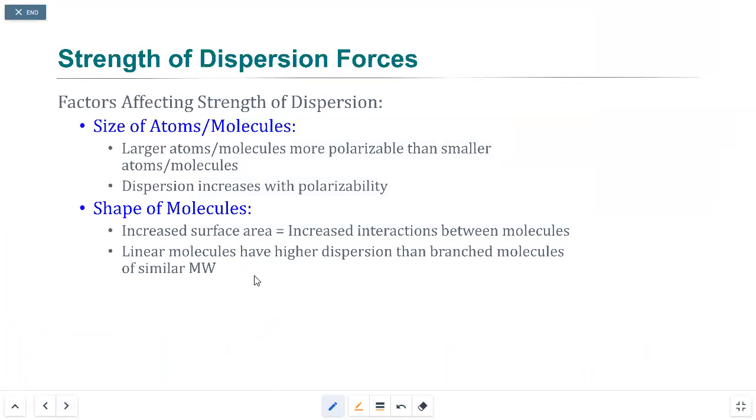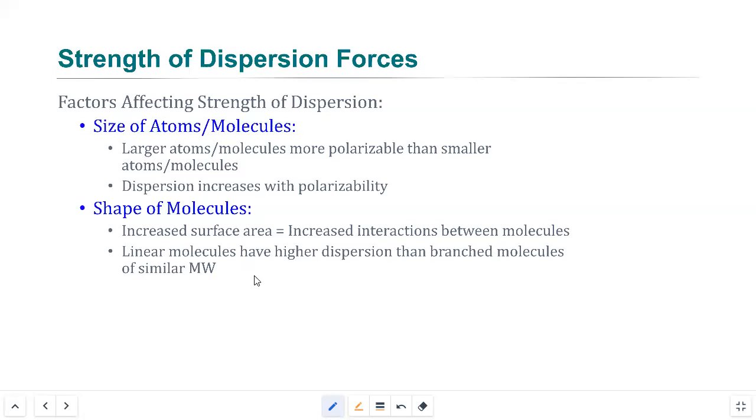So let's take a look at these dispersion forces and just kind of compare. So in terms of factors impacting the strength, again, size makes a big difference. The bigger they are, the more polarizable they are, the better their dispersion forces are going to be. The other big factor here is shape. And so what it is in terms of shape is we're really looking at surface area. How well are these molecules going to be able to interact with each other?